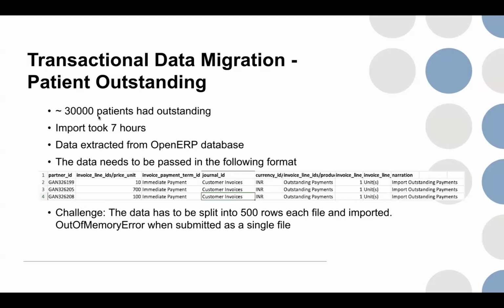The challenge that we faced here was that the data had to be split into files of 500 rows each and imported. Even though Odoo has a batch-based import where we can configure that value, before that, when reading the file and processing the number of rows, we got an out-of-memory error. This happened when we submitted the entire 30,000 lines as a single file.